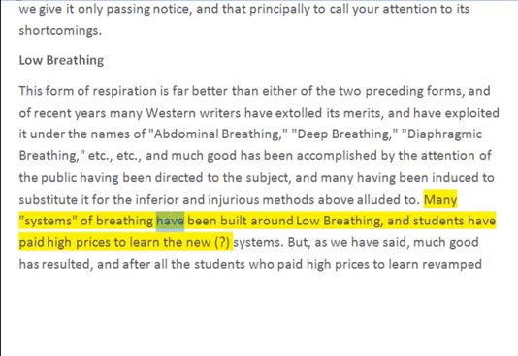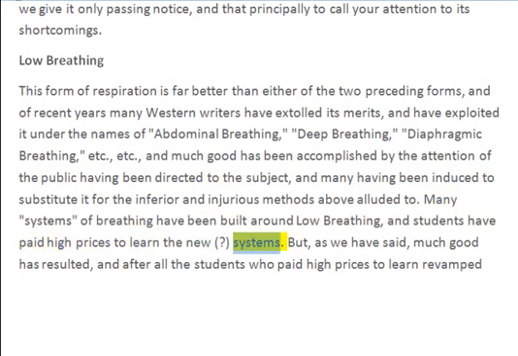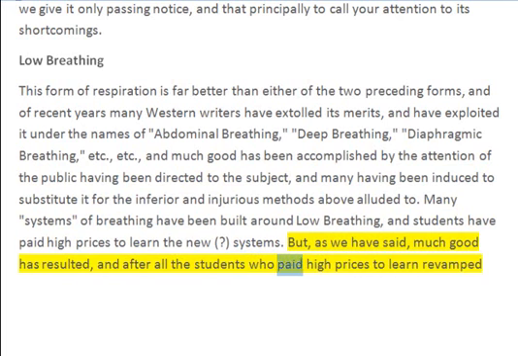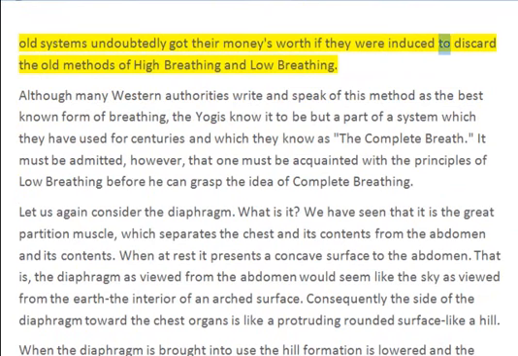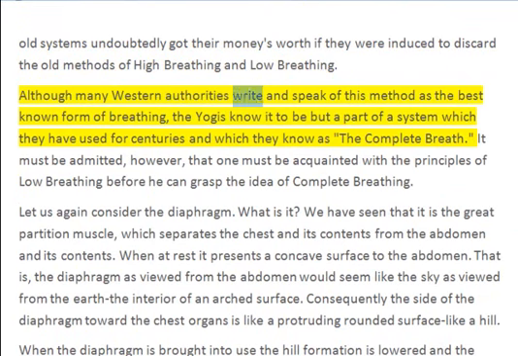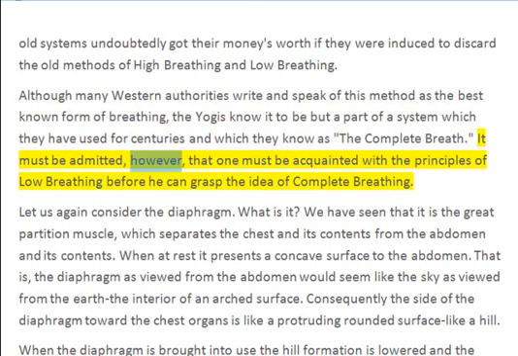Many systems of breathing have been built around low breathing, and students have paid high prices to learn the new systems. But, as we have said, much good has resulted, and after all the students who paid high prices to learn revamped old systems undoubtedly got their money's worth if they were induced to discard the old methods of high breathing and low breathing. Although many Western authorities write and speak of this method as the best known form of breathing, the yogis know it to be but a part of a system which they have used for centuries and which they know as the complete breath. It must be admitted, however, that one must be acquainted with the principles of low breathing before he can grasp the idea of complete breathing.